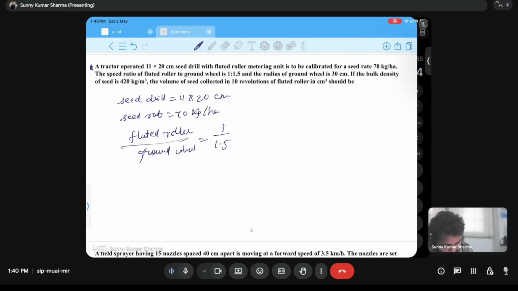If it is 1 is to 1.5, what does it mean? When the fluted roller is rotating one revolution, the ground wheel is rotating 1.5 revolution. Or in 1.5 revolution of ground wheel, one revolution of fluted roller is happening. So this concept you need to always remember: what is the gear ratio or speed ratio means in one revolution of ground wheel, how much revolution the fluted roller is taking. That will help you in solving the question from the fluted roller side.